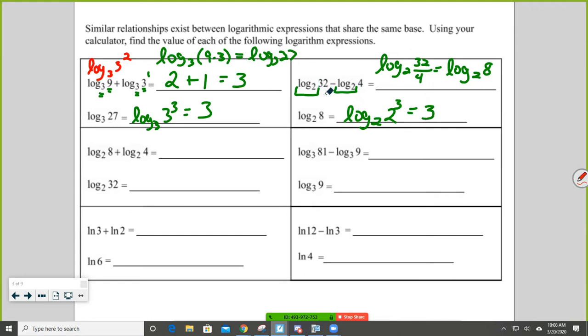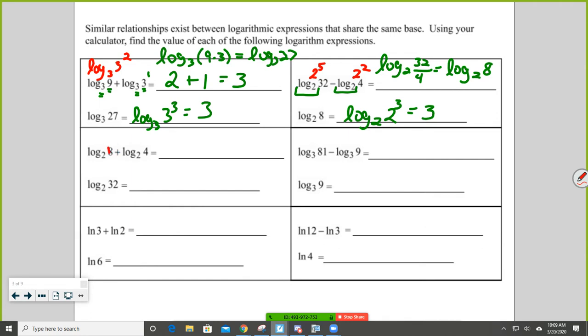If I did these two separately, 32 is 2 to the 5th. Of course, 4 is just 2 squared. 5 minus 2 is 3. I generally like to put them together, like what I did right here, and then figure out what it is versus doing it this way. Either way will work, but it's personal preference of how you want to do it.